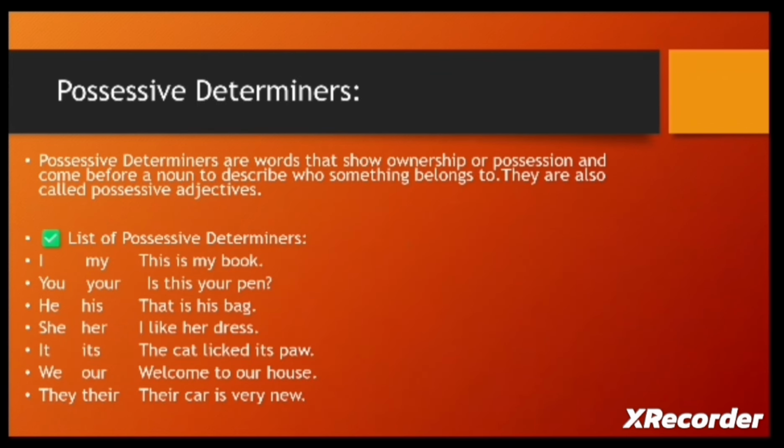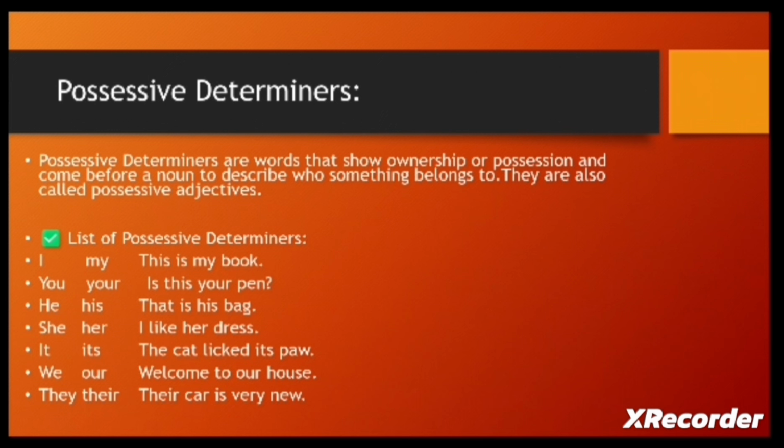Possessive determiners. What are these? These are words that show ownership or possession and come before a noun to describe who something belongs to. They are also called possessive adjectives. So here is a list of determiners: my, your, his, her, its, our, their. These are some examples of possessive determiners.